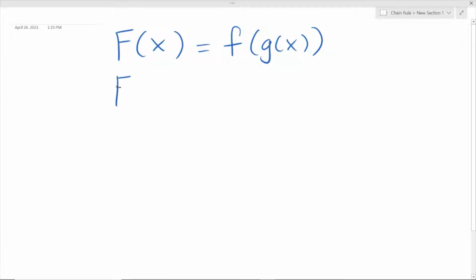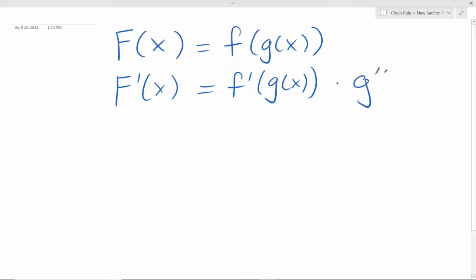So capital F prime of x is going to be equal to f prime of g of x, okay? So a derivative of the big function, okay? This f here is a big function, so derivative of that. And then we have to multiply by a derivative of the smaller inside function. So g prime of x. So that is how we find the derivative using the chain rule.